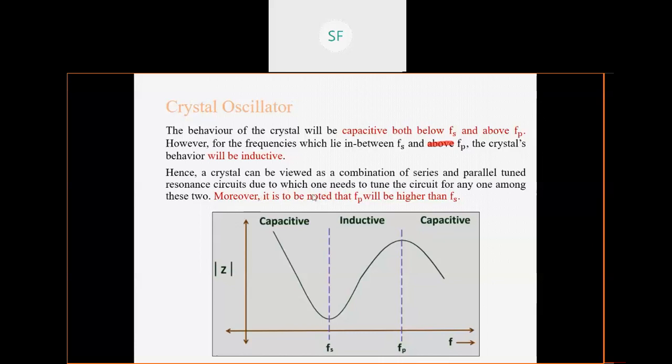Okay, and always remember one thing, that the parallel resonant frequency will be higher than the series resonant frequency. This is again a point to be noted. Just a superficial study related to the crystal oscillator is given in your syllabus. So this graph you should remember, and the notation of Fs and Fp is also very important.